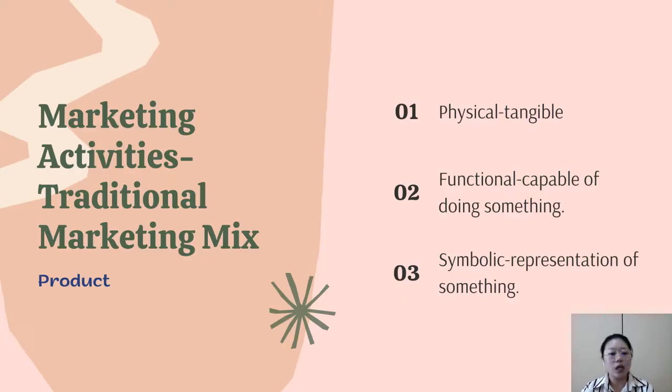The first P in the traditional marketing mix is product. According to Misura, a product is something physical, functional, and symbolic. Physical means tangible, that we can see and touch, for example a museum building or an authentic food such as Parmesan cheese, as opposed to intangible, which is largely the case with service. Then functional means capable of doing something.